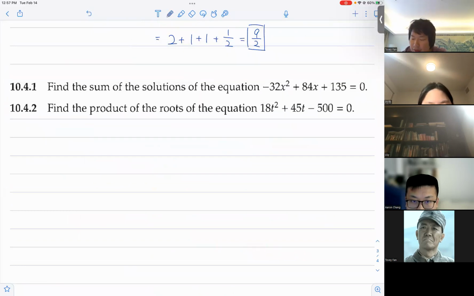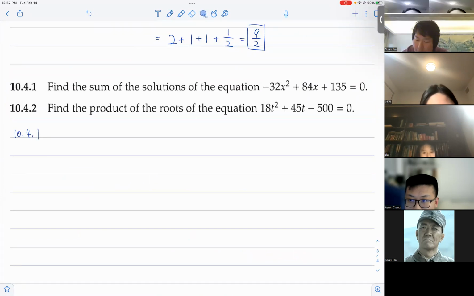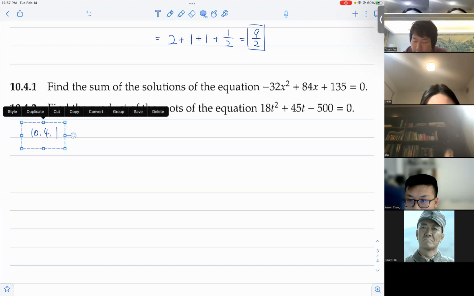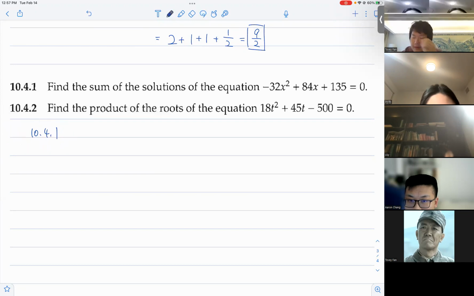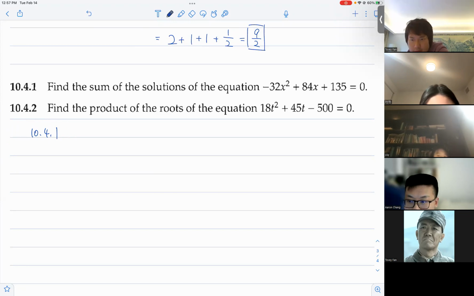So first, find the sum of solutions. Anyone? Does anyone remember the sum of solutions? Negative what? Negative b over a, right? Negative linear coefficient over the leading coefficient. Okay, so what is the answer?